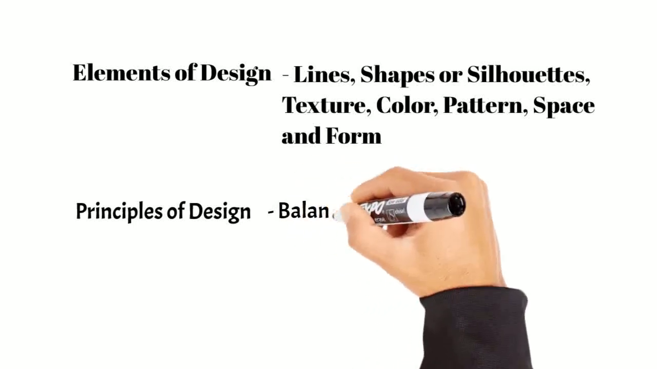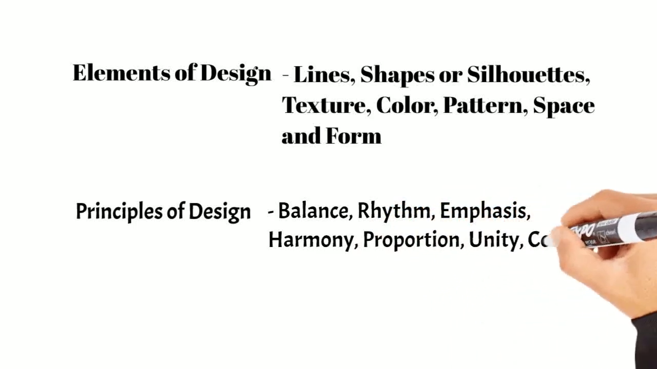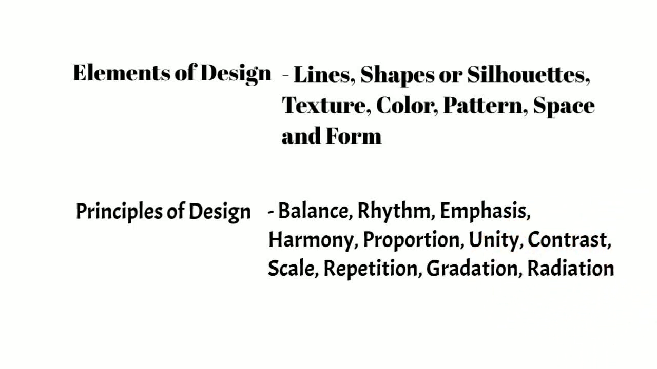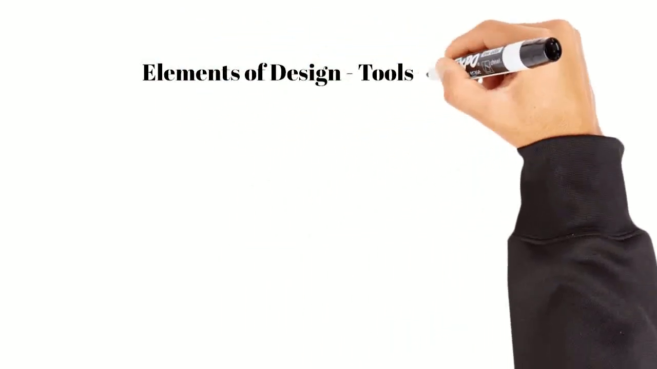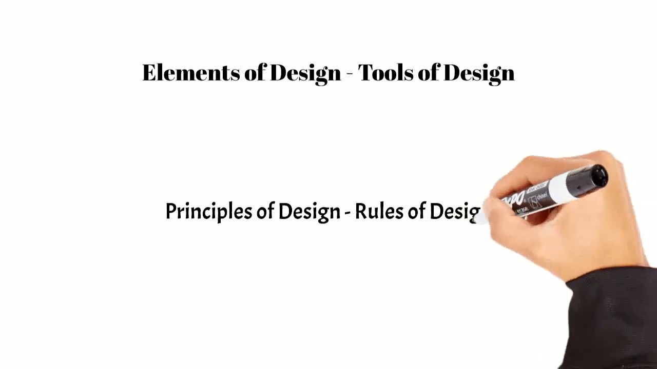On the other hand, the principles of design are like the guidelines for making everything look good. They include balance, rhythm, emphasis, harmony, proportion, unity, contrast, scale, repetition, gradation, and radiation. These are like the secret rules that make your creation stand out. So, to summarize, elements of design are the tools of design. On the other hand, principles of design are the rules of the design.